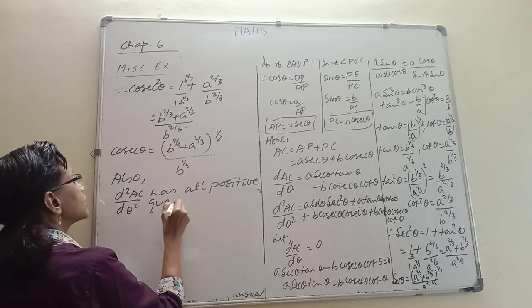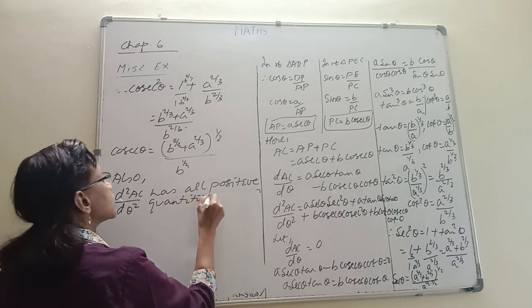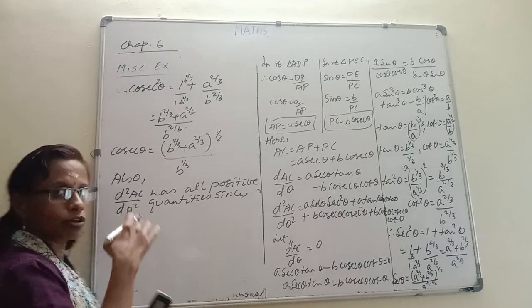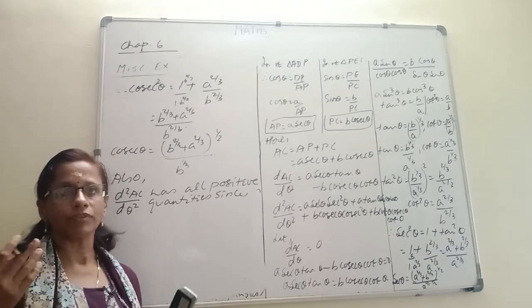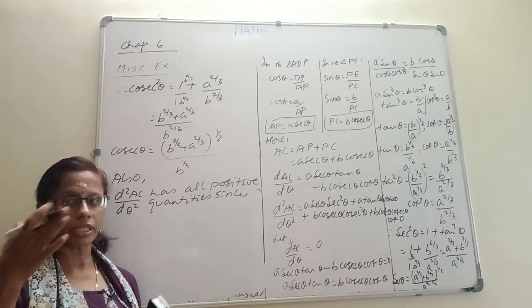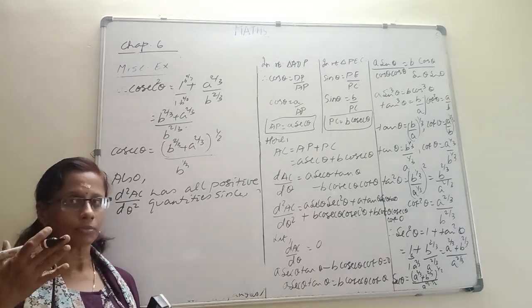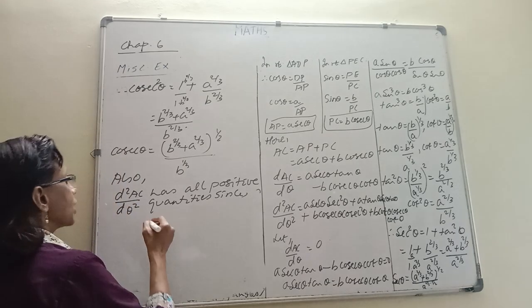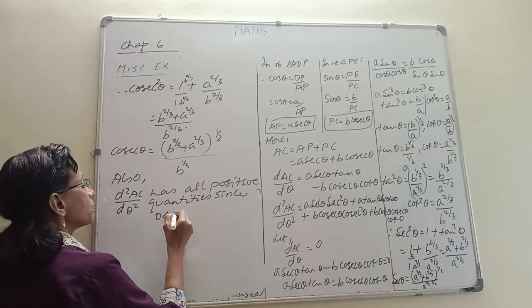Quantities. Why? Because the way you have taken theta, it can never be pi by 2, and it can never be 0, because then the whole purpose of getting the theta will not be correct. So it cannot be pi by 2, it cannot be 0. So it's a value strictly between 0 and pi by 2.